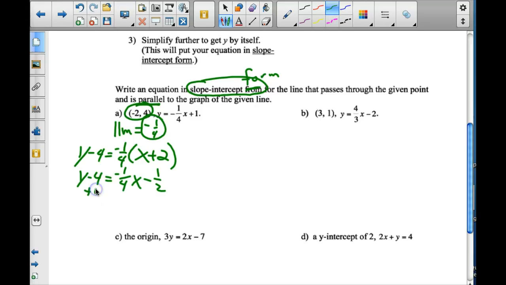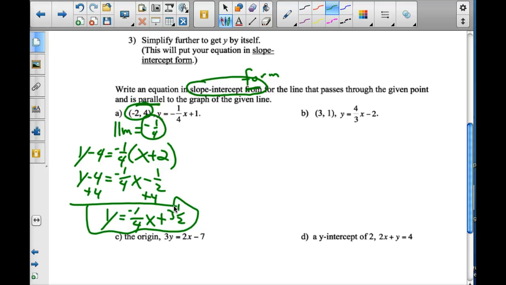Add 4 to both sides. What's our final answer? -1/4 x plus... Can you guys do -1/2 plus 4 in your head? 3.5. 3.5, right? Boom. And the question I heard out there was, is that the final answer? Yeah. Why? Because it's in slope intercept form, okay? So, you can't get into slope intercept form, guys, without going through point slope form. It's just impossible. Kind of the question Blake had the other day. You can't get there without going through point slope form.